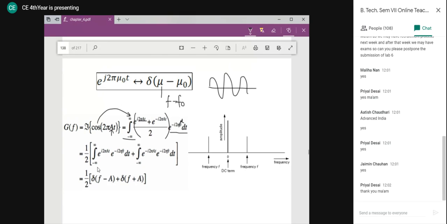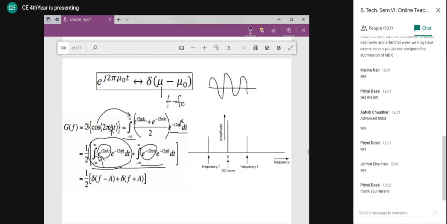Okay, so now the 1 by 2 is common from the integration, and the exponential gets multiplied with both terms, and I'm going to get this expression. If I observe this carefully, this is the Fourier transform definition of this function: integration of the function times e raised to minus j 2 pi mu t or 2 pi f t. So this is actually the definition of the Fourier transform of each of these terms.